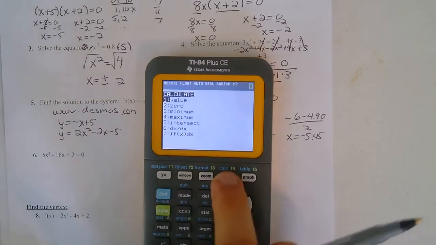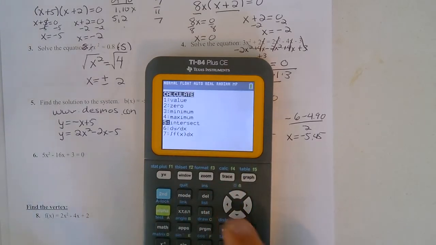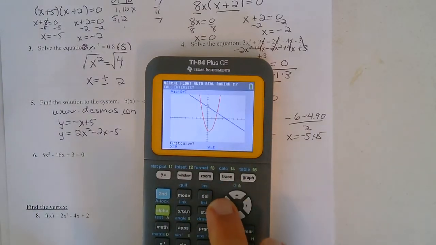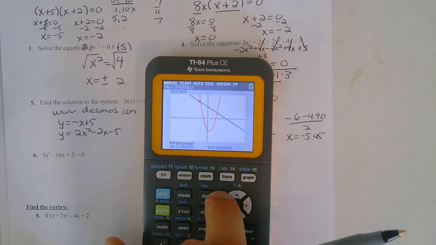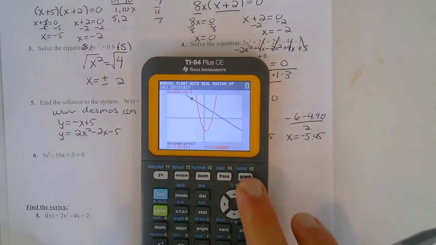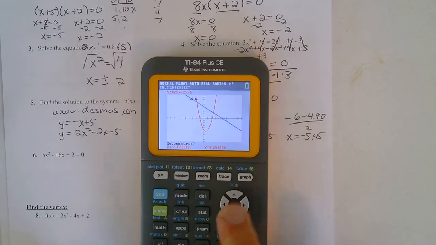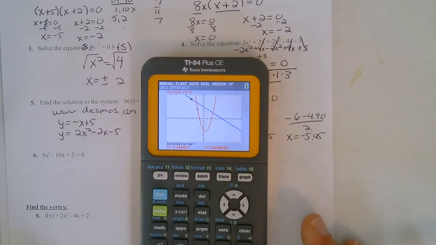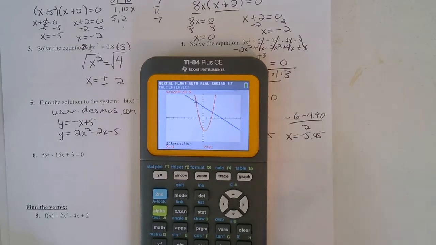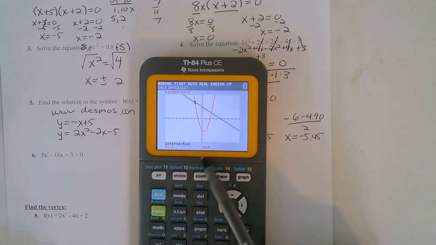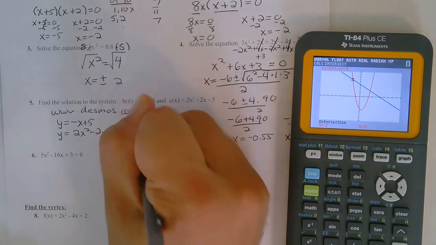So here I'm going to calculate the intersection point. Now when it says the first curve, I need to go to the left of the intersection point. And then on the second curve, you go to the right of the intersection point. And then your guess, you can just hit enter again. And one intersection point is negative 2 for x and 7 for y.